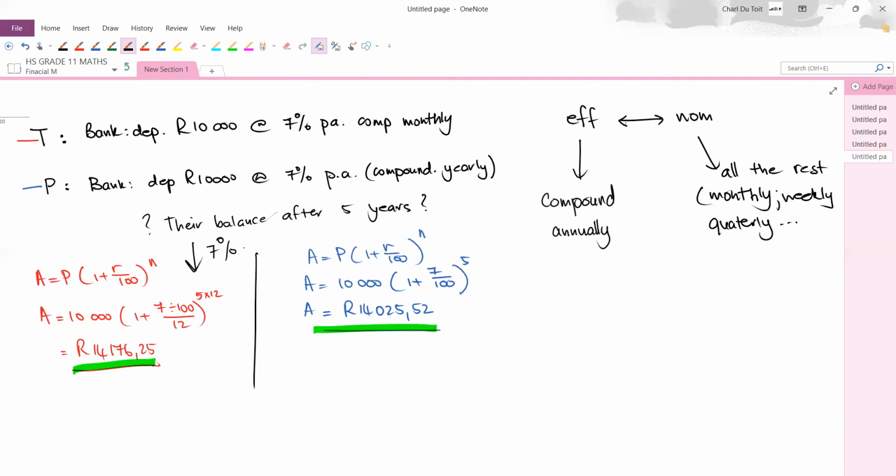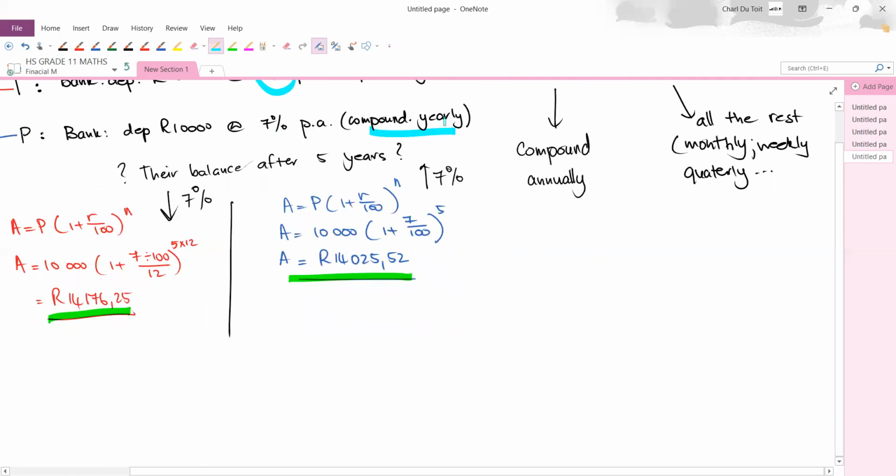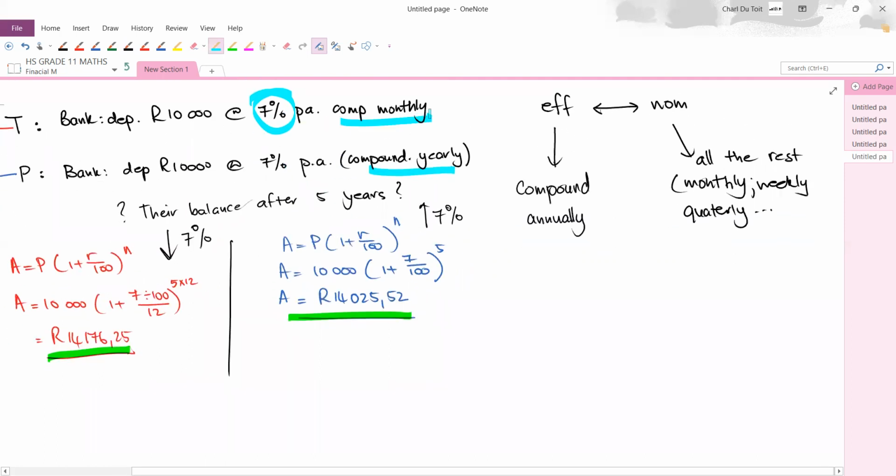I must do one of two things. I must either lower the 7% when I compound monthly, or I must increase the rate if I want to compound annually, for those two values to be exactly the same. So I must decrease the 7% per annum compounded monthly to get the same amount, or I must increase the 7%. And that's called nominal to effective to nominal shifts.